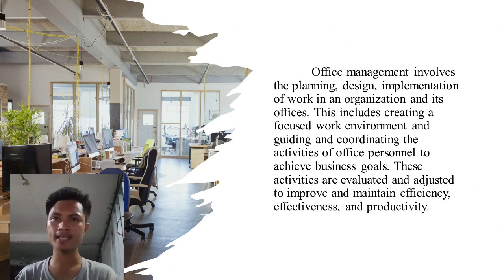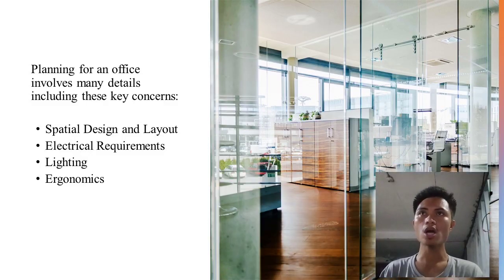By focusing on these aspects, the office environment can support the overall goals and objectives of the organization, ensuring a productive and efficient workspace for the employees. This approach contributes to increased employee satisfaction, productivity, and overall organizational success. Planning for an office involves many details, including these key concerns: spatial design and layout, electrical requirements, lighting, and ergonomics. This will be covered by the other reporters.